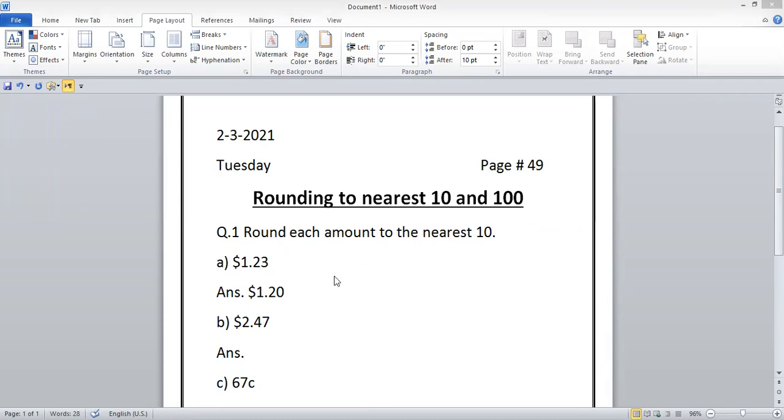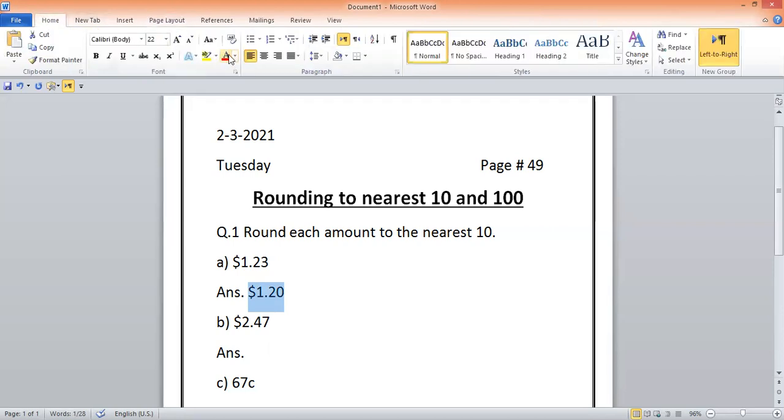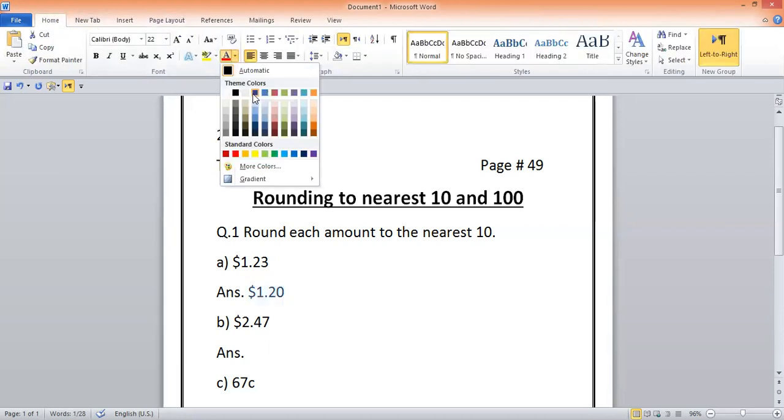That's very good. And guys, when you write $1.20, some students are writing cents too, so you don't need to write cents. If you write $1.20, that means there are 20 cents and $1. Now B, $2.47. Answer me in the chat box.